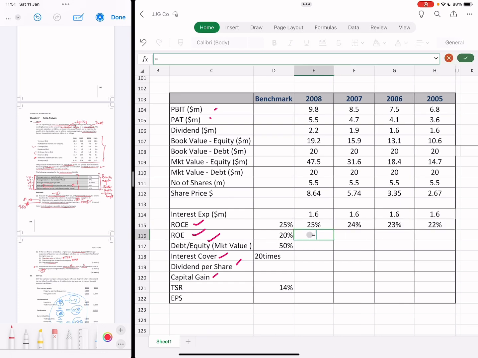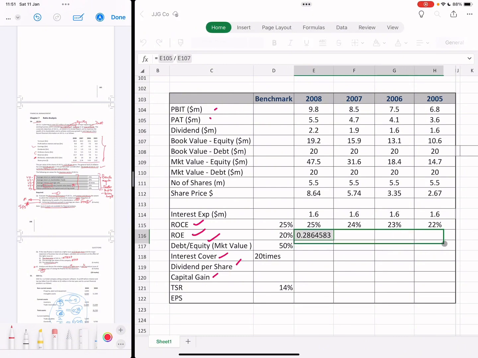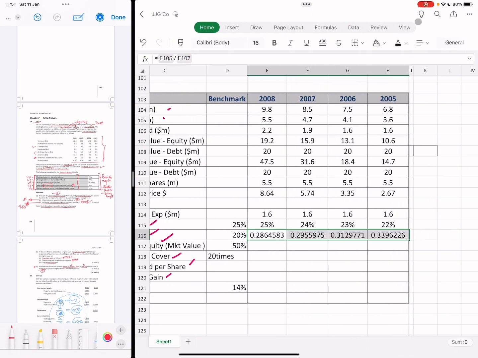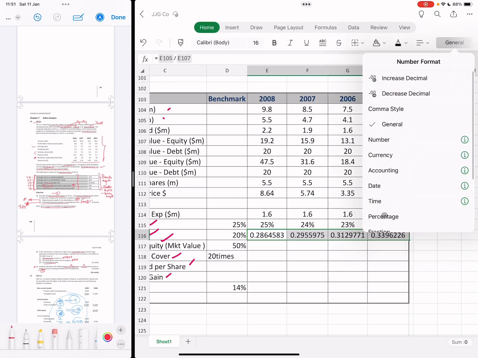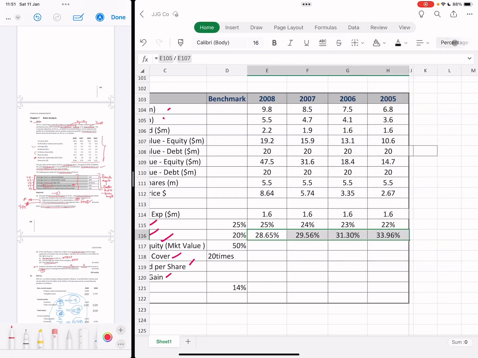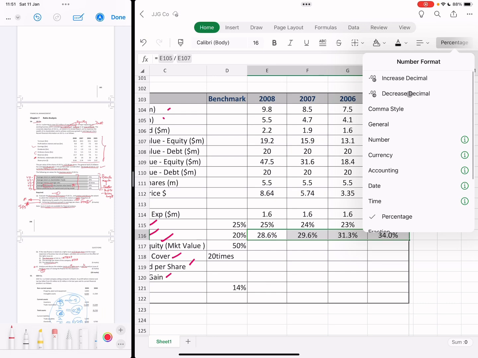Return on equity is profit after tax, which is the same thing as earnings, divided by the equity. And we have the equity here, easy. So that gives us that figure as the return on equity. And the same thing we will do for all the years. Let me just put it in percentages as well.